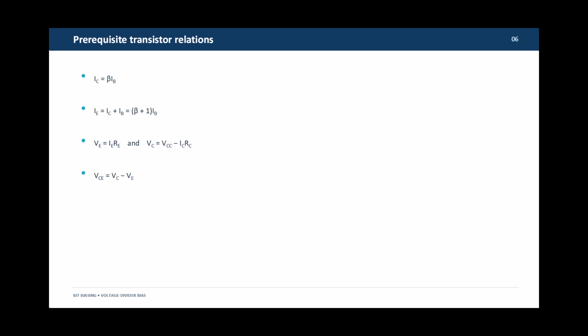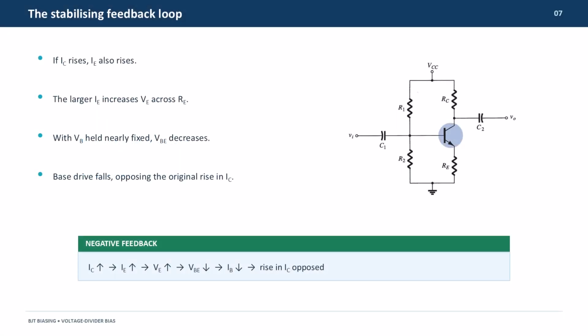Collector current equals beta times base current. Emitter current is the sum of collector and base currents, so it equals beta plus 1 times base current. The emitter and collector node voltages follow from Ohm's law, and collector emitter voltage is the collector voltage minus the emitter voltage.